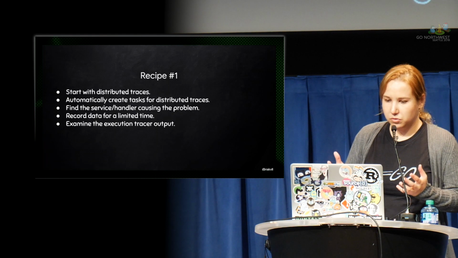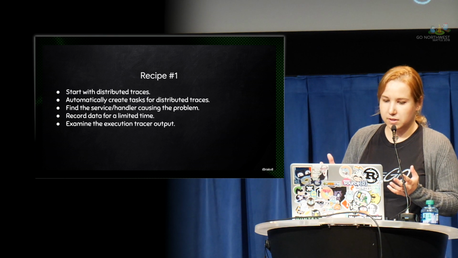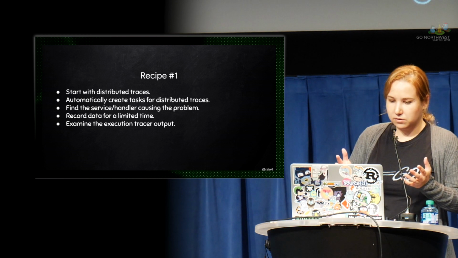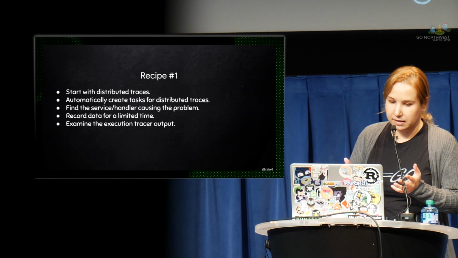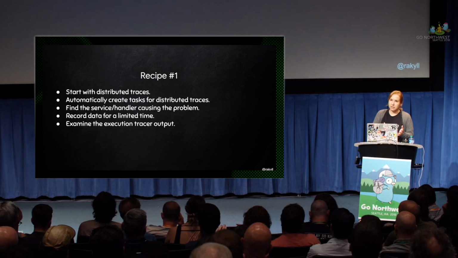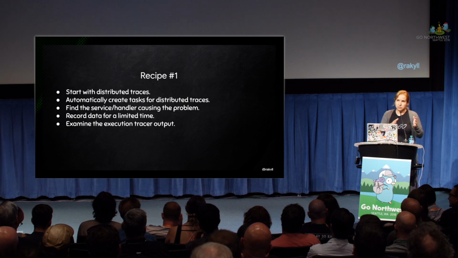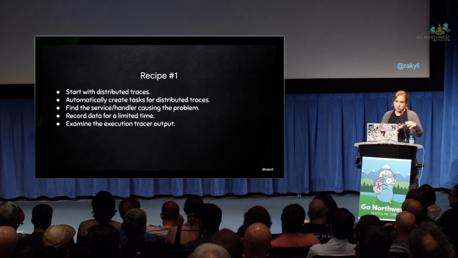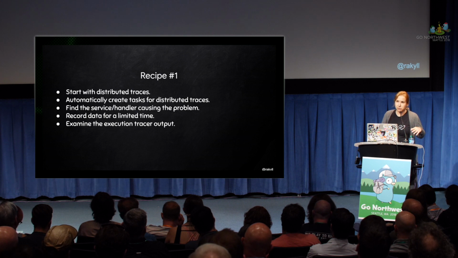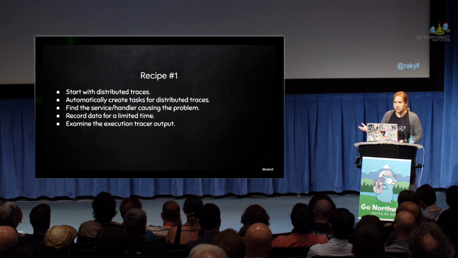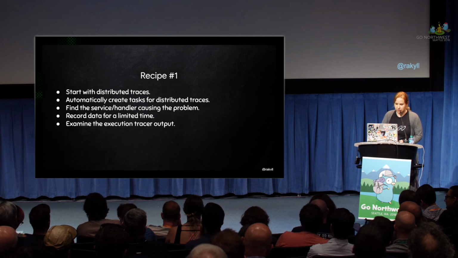Before wrapping up, I want to give you two recipes. The first one is for web and RPC servers. We really recommend you have distributed traces in place, and then automatically create tasks for those trace spans. On latency violations, find the service and the particular handler where the problem is caused, and rule out all the network and platform-related outages. Then record execution tracer data for a limited time and take a look at the data.